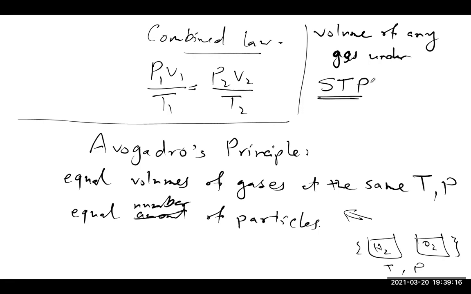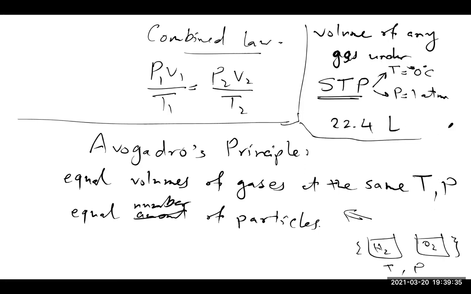These conditions are called STP, standard temperature and pressure, where the temperature is 0 Celsius and the pressure is 1 atm. Under these conditions, 1 mole of any gas will take 22.4 liters. So again, if you take 1 mole of any gas at 0 Celsius and 1 atm, the volume of this gas will be 22.4 liters.